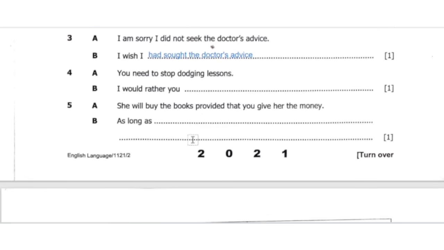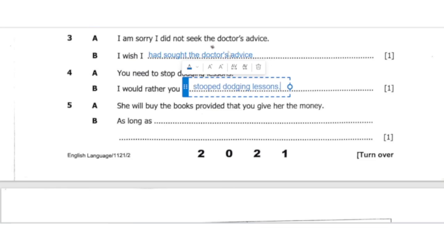We go to question number four. You need to stop dodging lessons. So you rewrite it: I would rather you stopped dodging lessons. I would rather you stopped. Okay. I would rather you stopped dodging lessons.